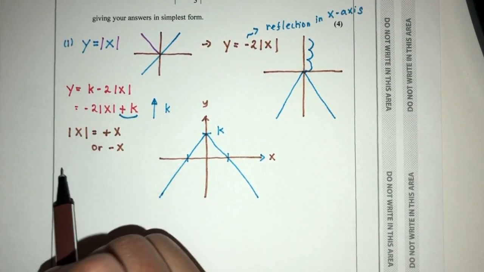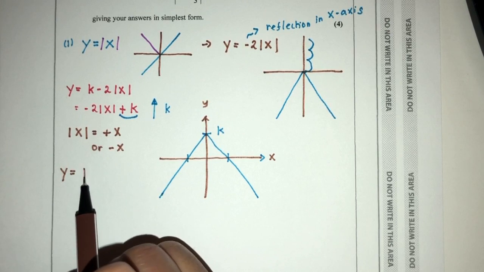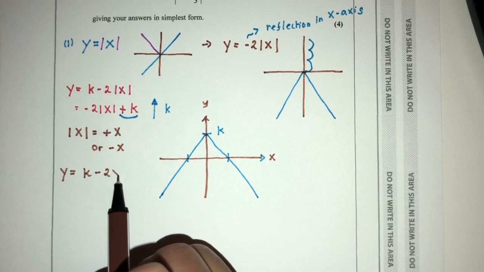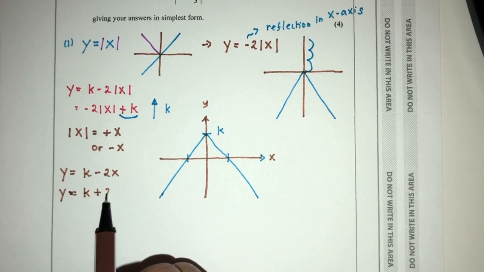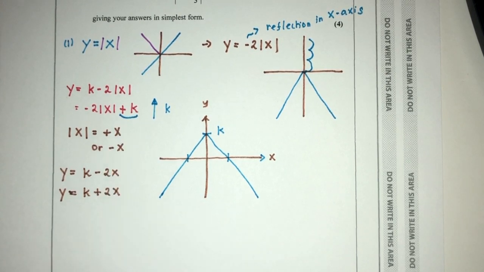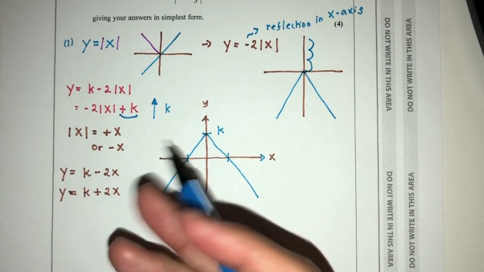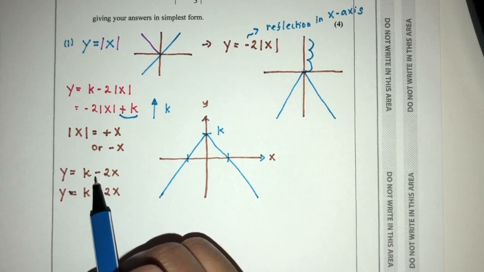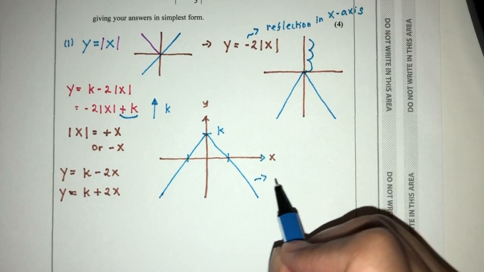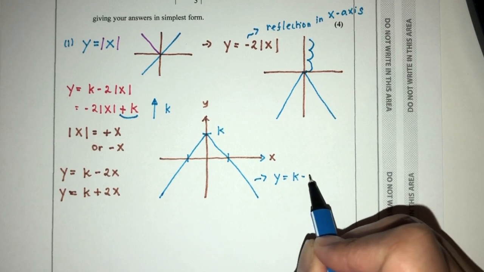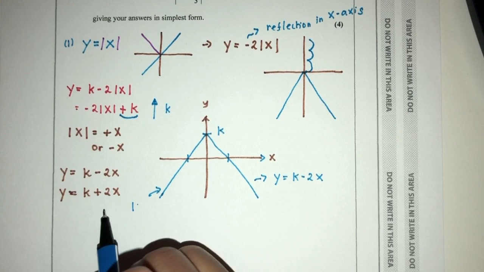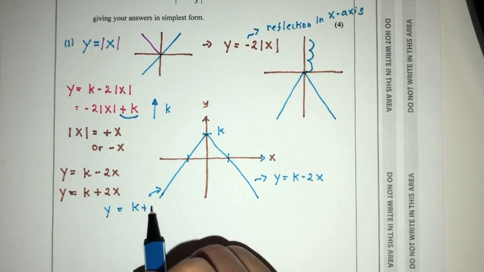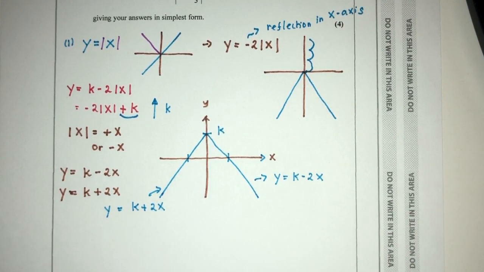For example, y can be written as k minus 2x, or y can be written as k plus 2x, if you replace modulus x by these 2 values. Basically one of them will be one of them, right? So let's choose. This one is minus 2, meaning we'll have a decreasing gradient, so this one will be y equal to k minus 2x. Obviously this one will be the other one, that will be k plus 2x, because here it is going up with a positive gradient.